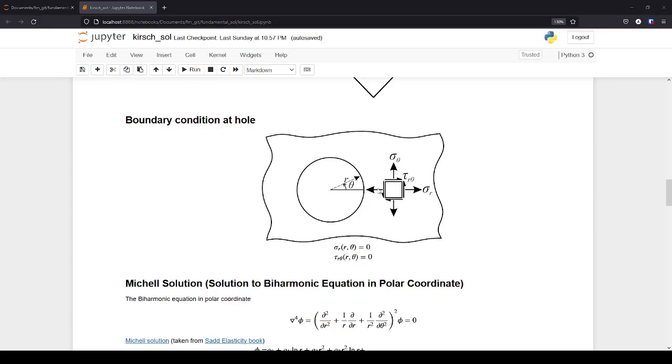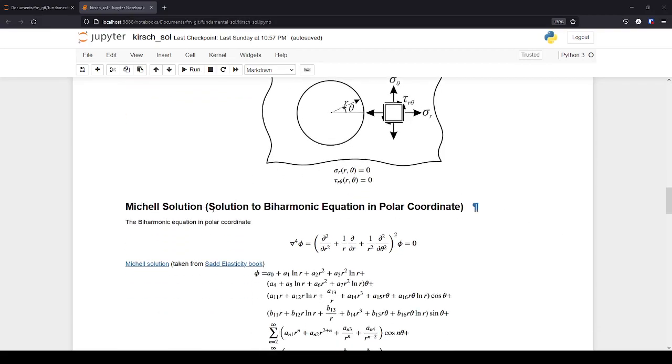So if we move this element and put it here on the boundary of the hole, we see where the material is present, of course, because here the material is absent. This is a hole. So we see that we only have sigma r in the opposite direction, and we have this tau r theta here downward. But here, since there's no stress, we see that these two stress components are 0.